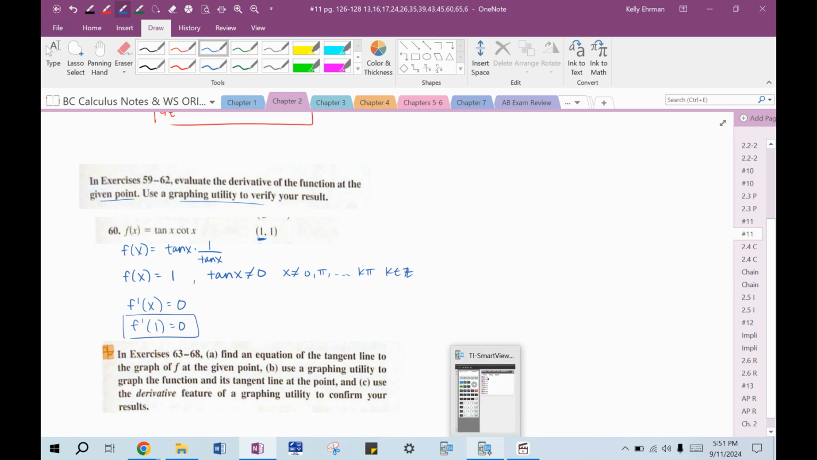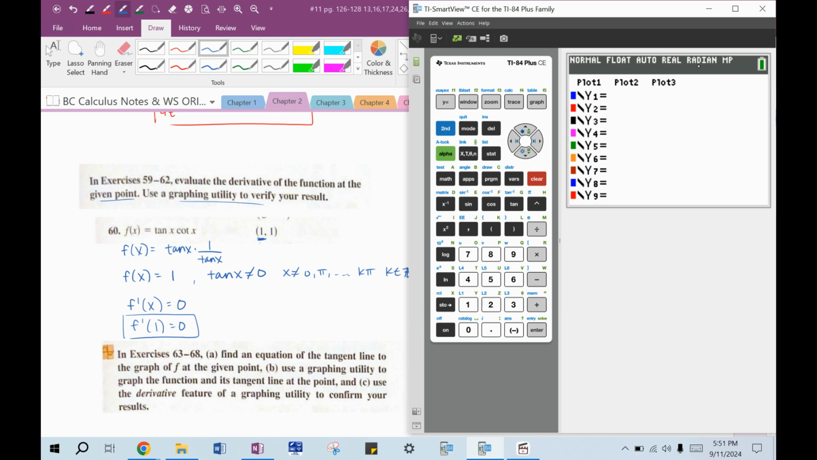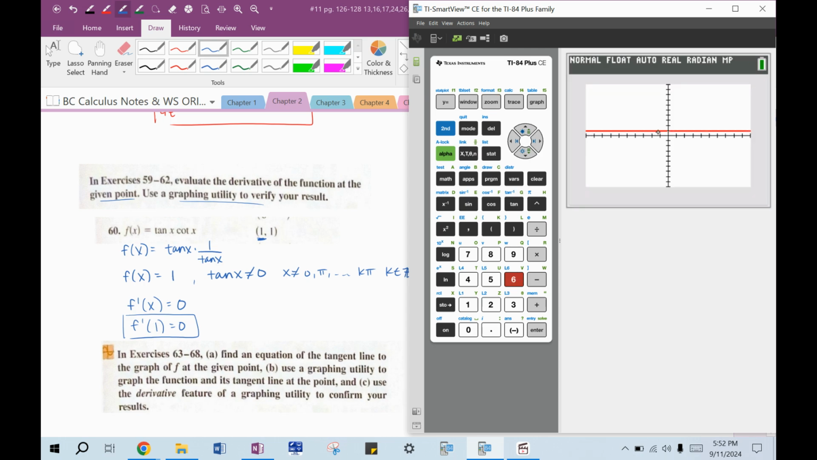And if you want to verify in your graphing calculator, make sure you're in radian mode. It would be tangent x times 1 over tangent x. I don't know why I'm in the second line. And then I would just zoom 6. So see, it just looks like a horizontal line.